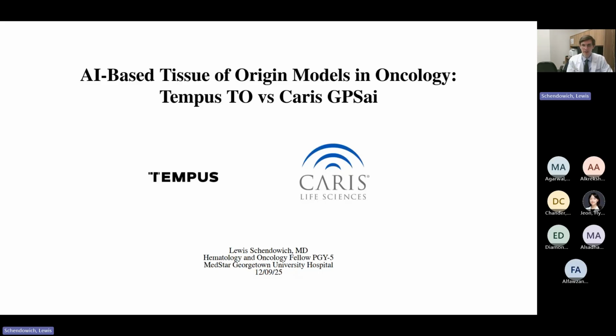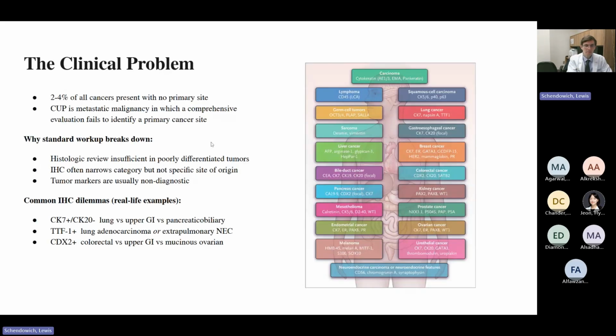Today, we're going to be talking about two specific models, Tempus as well as CARIS. They each have their own AI tissue of origin models. We're going to be comparing and contrasting them today and seeing what advantages each model has. So let's start with the clinical problem.